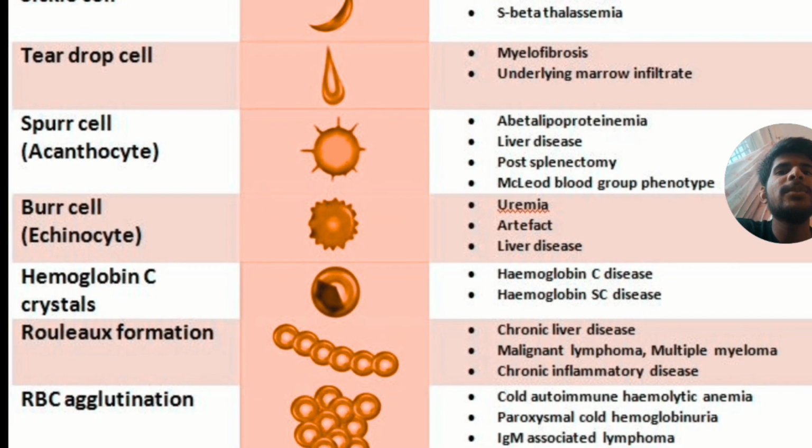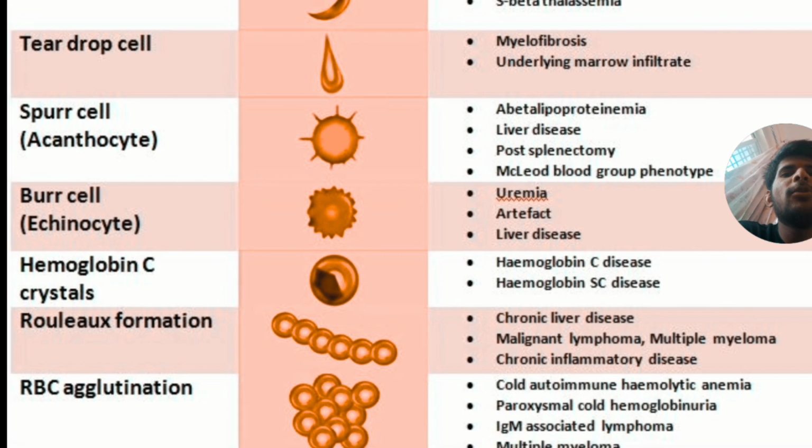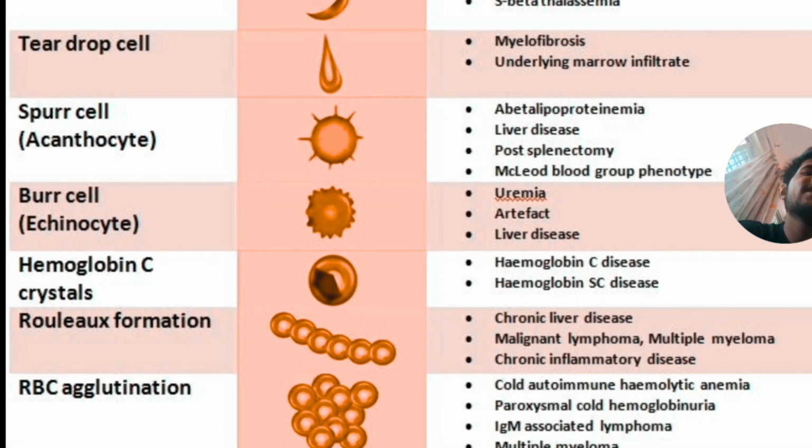Next is Burr cells. Burr cell is nothing but echinocyte. It is seen in uremia, artifact, and liver diseases. Hemoglobin C crystals seen in hemoglobin C disease and hemoglobin SC disease. Rouleaux formation is seen in chronic liver disease, malignant lymphoma, multiple myeloma, and chronic inflammatory diseases. Next is RBC agglutination. Agglutination is nothing but clumping up of the RBC. It is seen in cold autoimmune hemolytic anemia, paroxysmal cold hemoglobinuria, IgM associated lymphoma, and multiple myeloma.